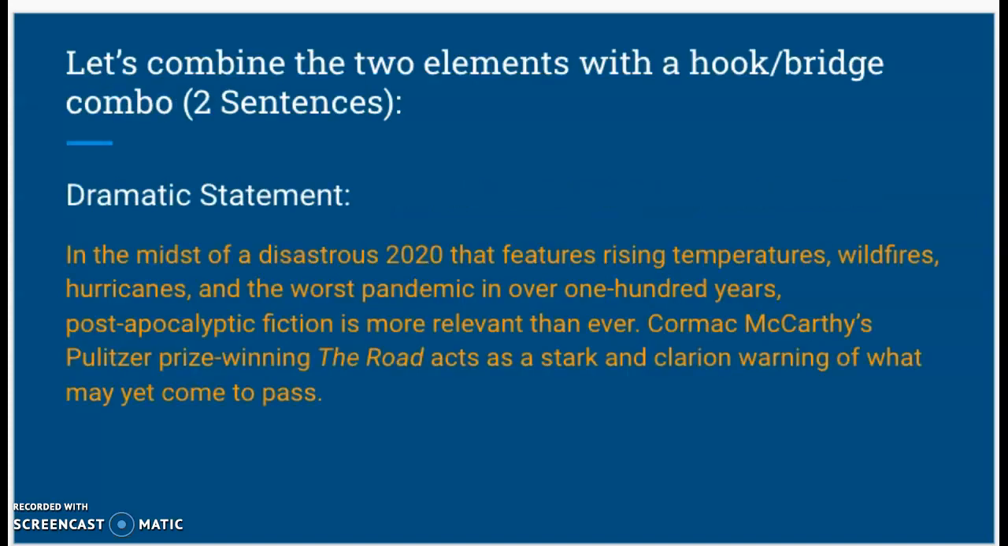So here's what a hook and a bridge combo look like when you utilize a dramatic statement. In the midst of a disastrous 2020 that features rising temperatures, wildfires, hurricanes, and the worst pandemic in over 100 years, post-apocalyptic fiction is more relevant than ever. Cormac McCarthy's Pulitzer Prize-winning The Road acts as a stark and clarion warning of what may yet come to pass. So again, my bridge has Cormac McCarthy, the author of the book, and The Road, the text that will be analyzed in this essay, and I link this idea that people should be reading post-apocalyptic fiction to my bridge. And I say that this book is a great example of the post-apocalyptic fiction that we should be reading due to all of these disasters that we're facing in 2020.